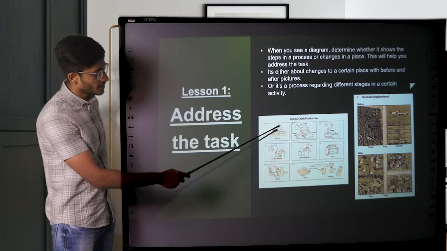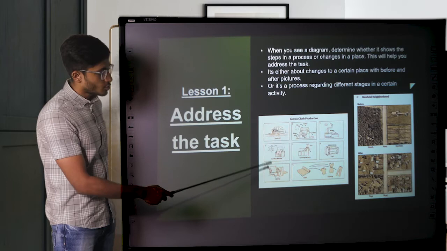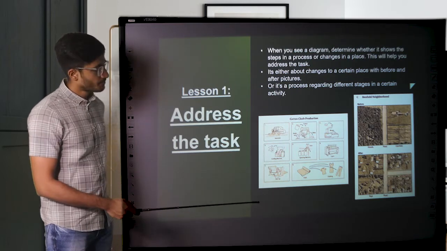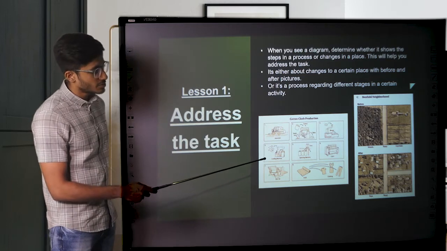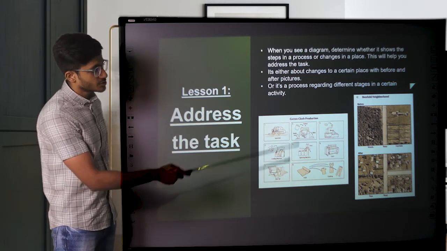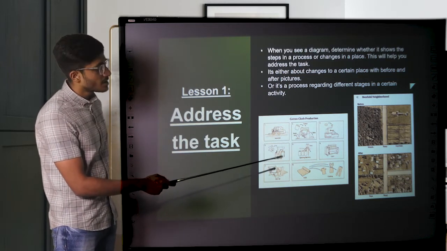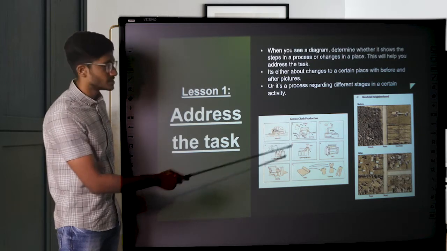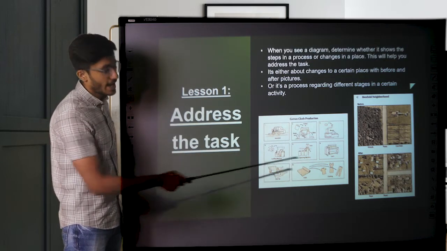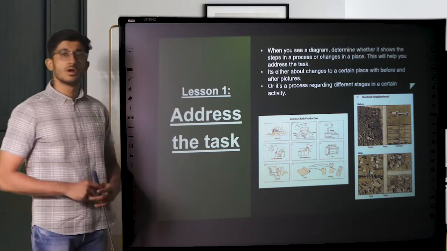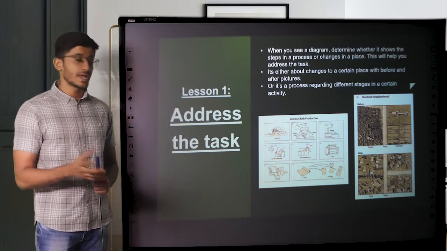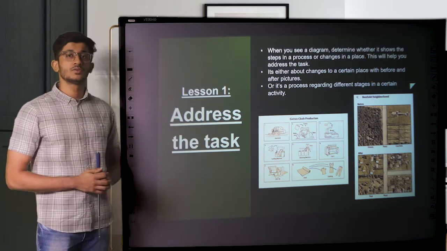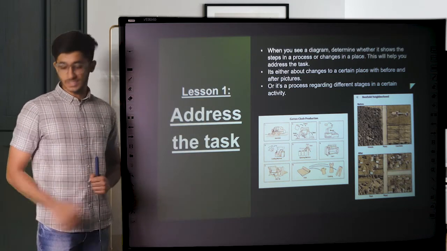Here they have given you the whole process broken down into several steps. And in the second picture, you can see a particular neighborhood with 2 pictures showing you the same region which has gone through some changes, with a before snapshot and an after snapshot. Determining the topic sentence is very important, and this is going to help you to determine the topic sentence.